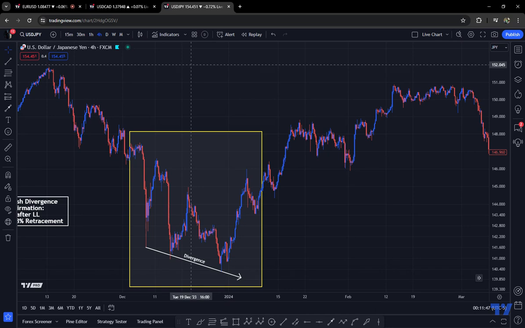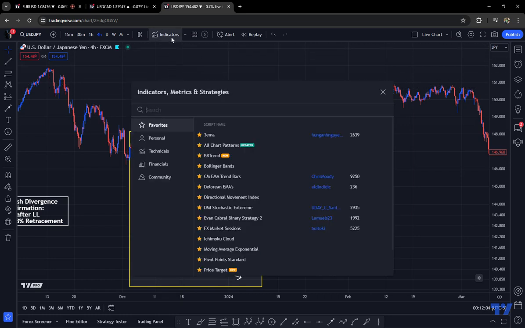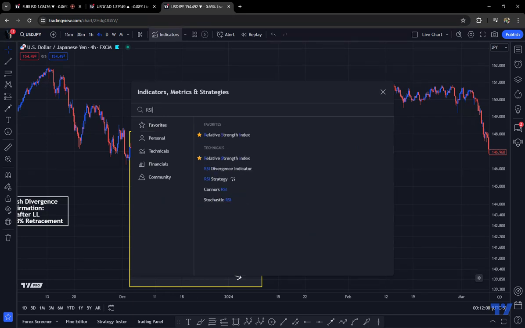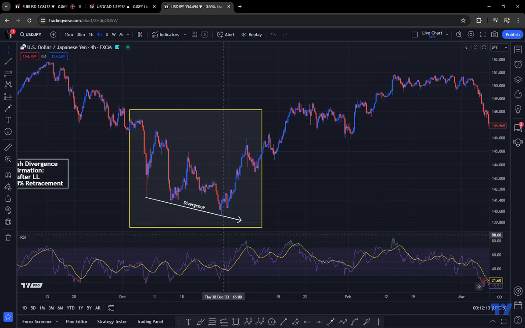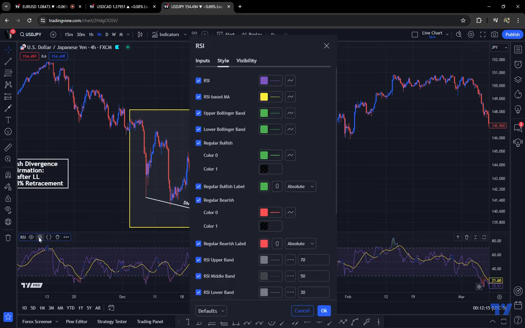We need the indicator, some sort of momentum indicator. You can use a stochastic or change of momentum, but I personally like to use the RSI, the relative strength index. Let's look at how to apply that to the chart quick. If you go up to indicators in your search bar, just type RSI. You'll see it pops up, relative strength index. We'll click that and let's edit this real quick.